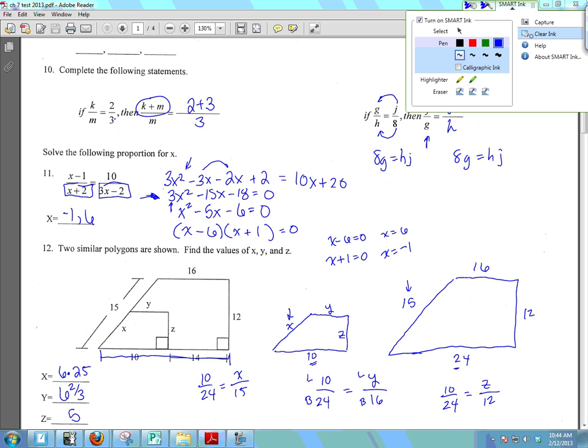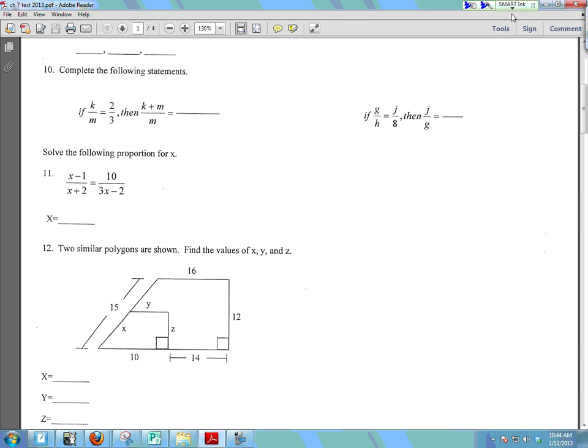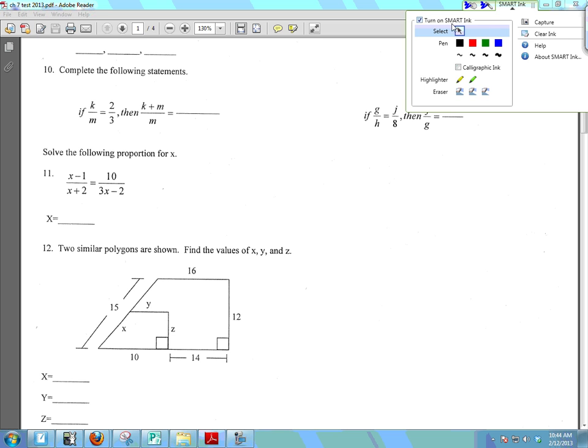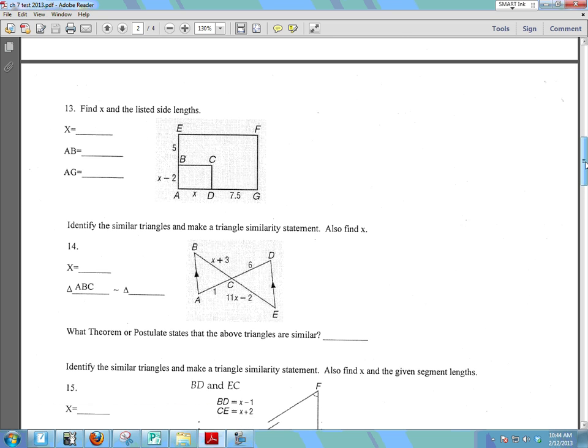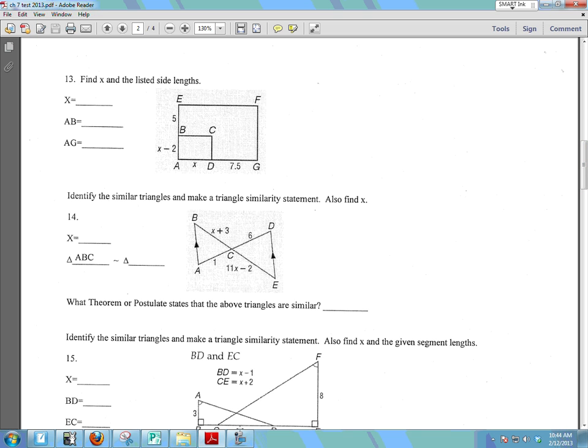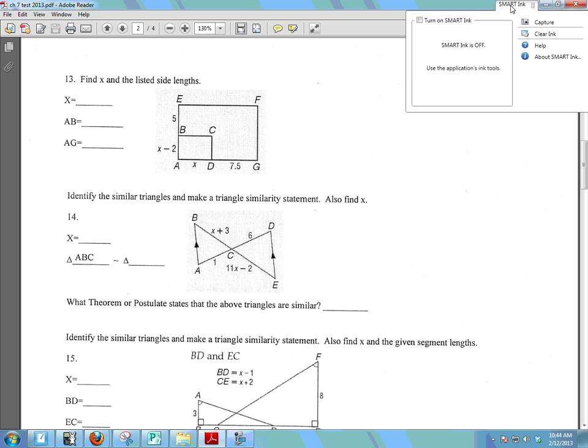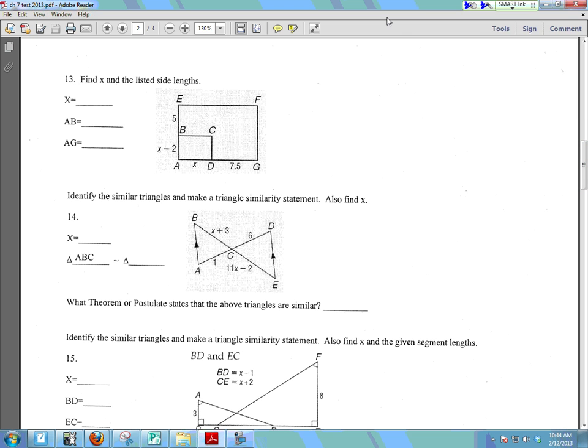Going on to the next page, same idea. It's basically almost the same question. Redraw the pictures though. If I redraw this picture, there's the small BCDA. So BCDA. This distance here is x. This one is x minus 2.